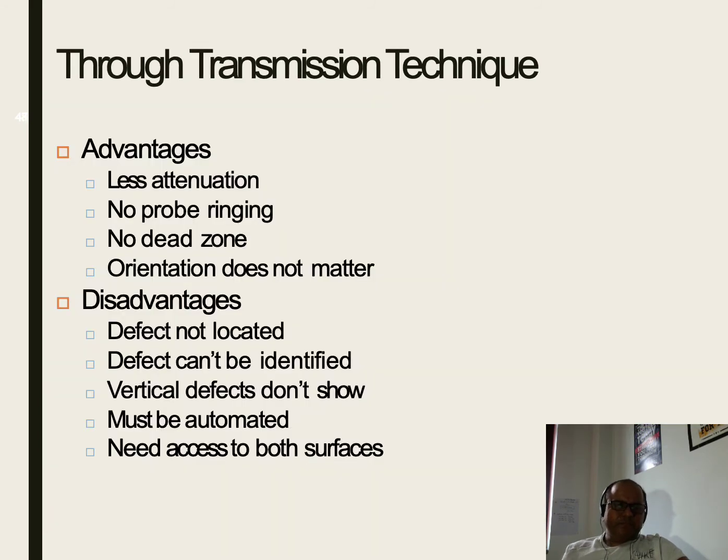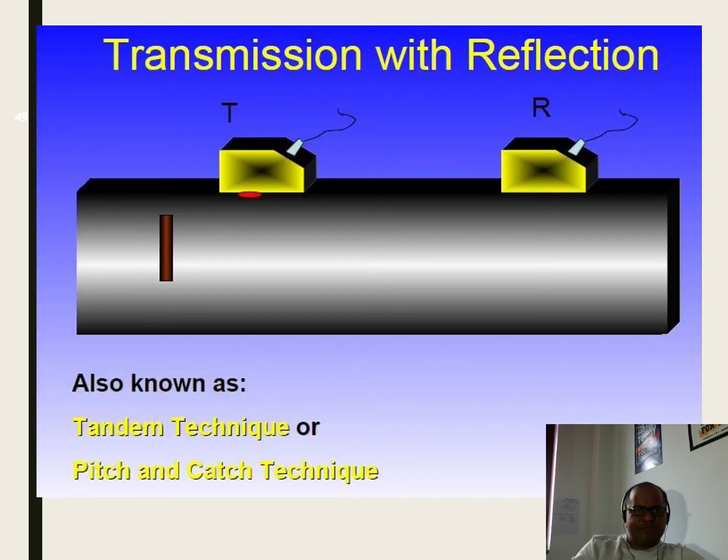Through transmission technique advantages: less attenuation, no probe ringing, no dead zone, orientation does not matter. Disadvantages: the defect is not located, the defect cannot be identified, vertical defects don't show, it must be automated, and it needs access to both surfaces. Transmission with reflections is also known as the tandem technique or pulse pitch catch technique.